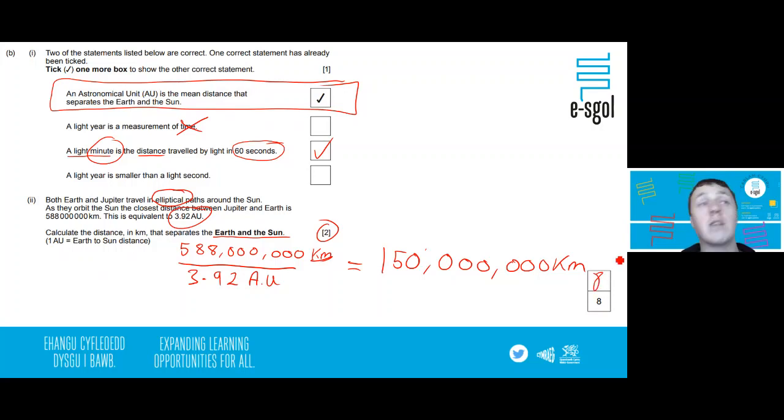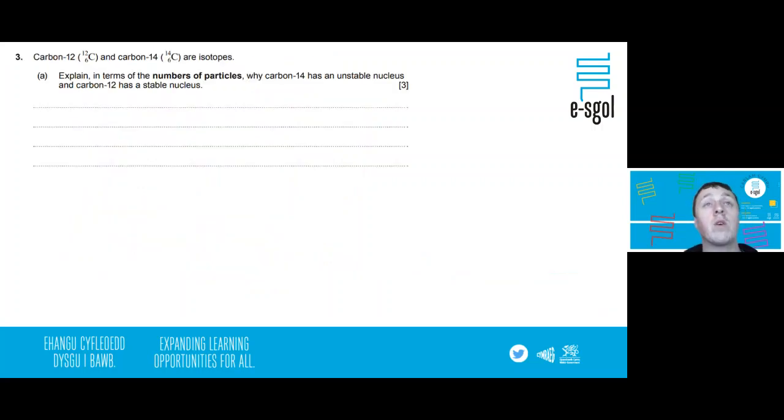So 8 marks, quite nice question with lots of different elements, calculations, reading a table and tick box. So there's a lot of different ways to obtain marks. Question 3 is on understanding of particles. There's the nuclear physics, the radiation side, and the first 3 marks come down to understanding of carbon 12, carbon 14, and that they are isotopes.